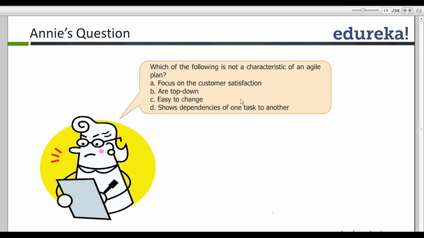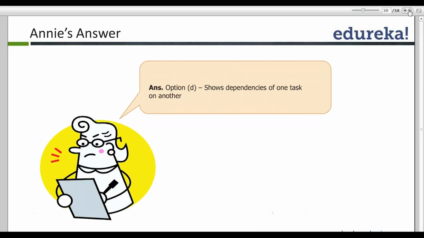Okay, what about this question? Which of the following is not a characteristic? And the answer which I'm getting here is D. Let's see the answer. Yes, this is not a characteristic of an agile project: showing dependency of one task over another task. That's not something agile, that's a characteristic of a traditional waterfall model.